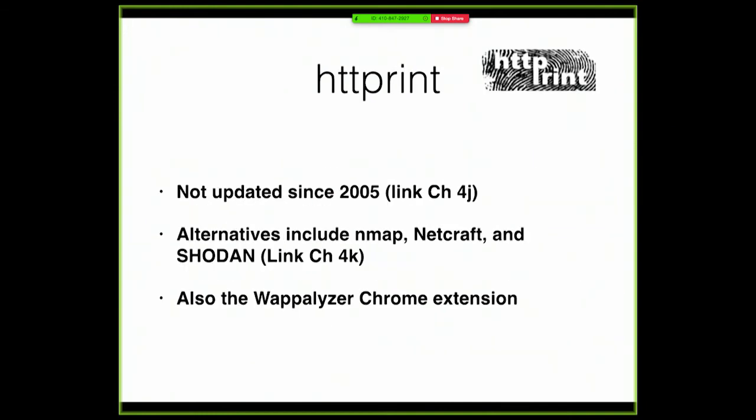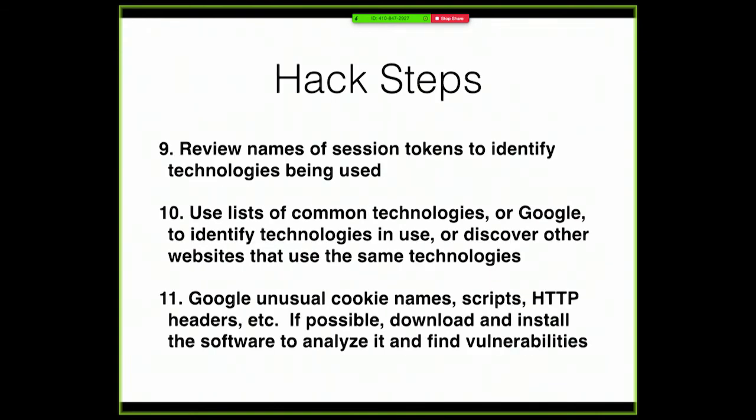HTTP print hasn't been updated too much, but Nmap does a similar thing, tells you what you got. Netcraft does it online, and so does Shodan. These all fingerprint things, and like I said, Wappalizer does as well. These are all tools that will automatically figure out what version is running most of the time. So the session tokens will also tell you common technologies you can spot, and cookie names and scripts. All these things have default names. And if you really want to get in, you ought to download the software and make your local install of it and then see what happens.